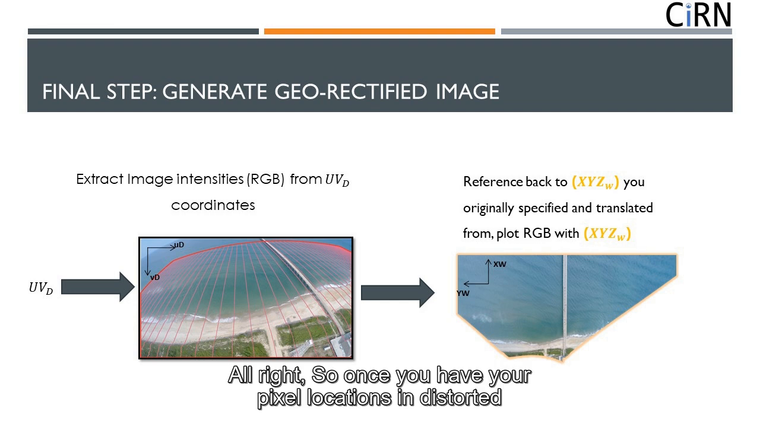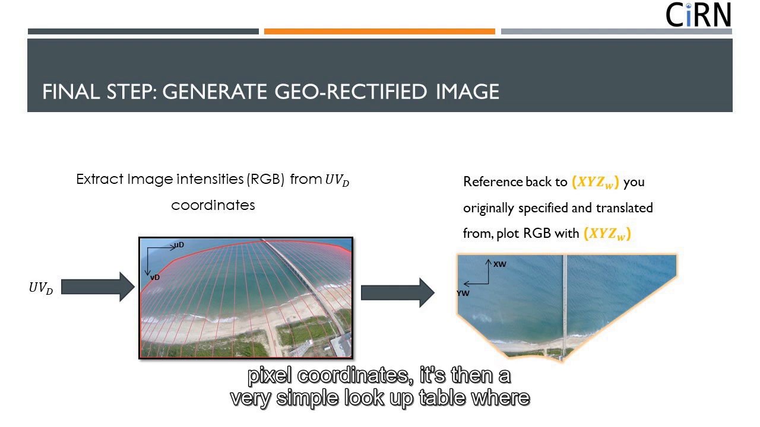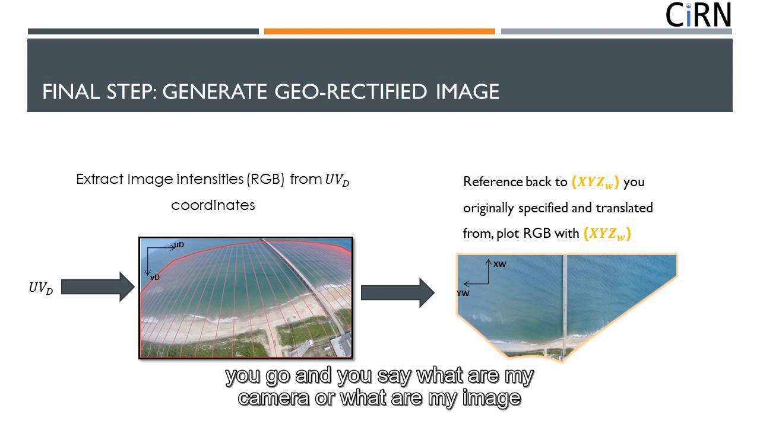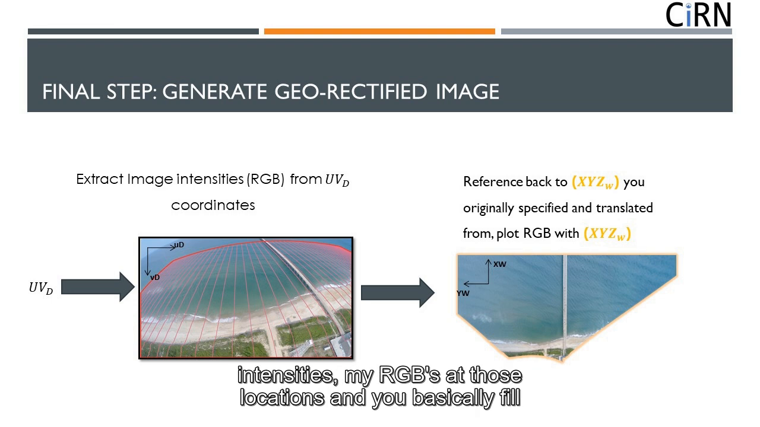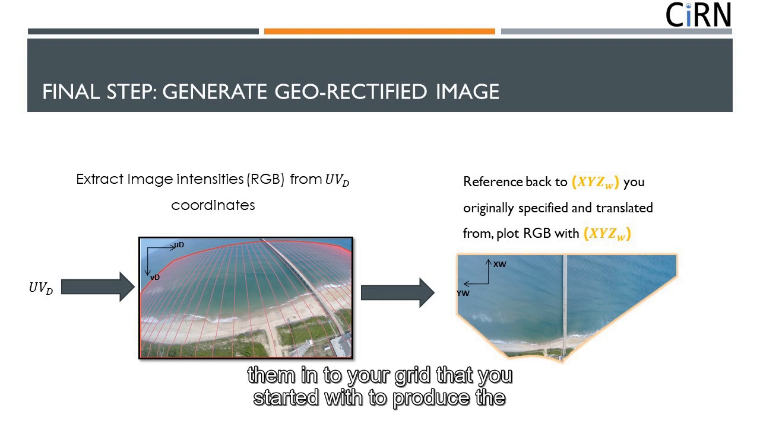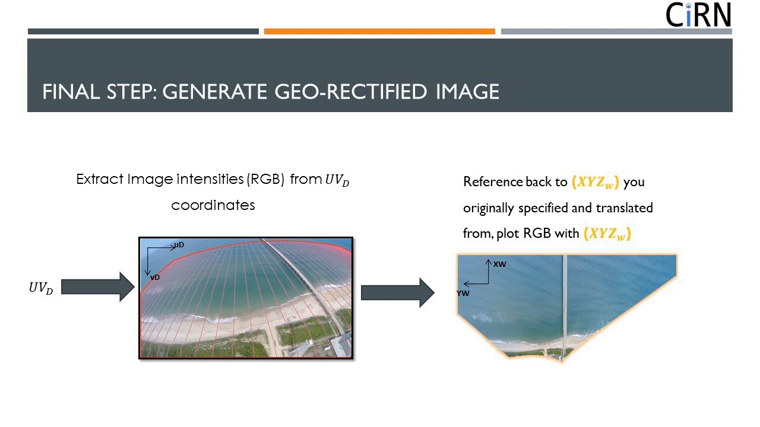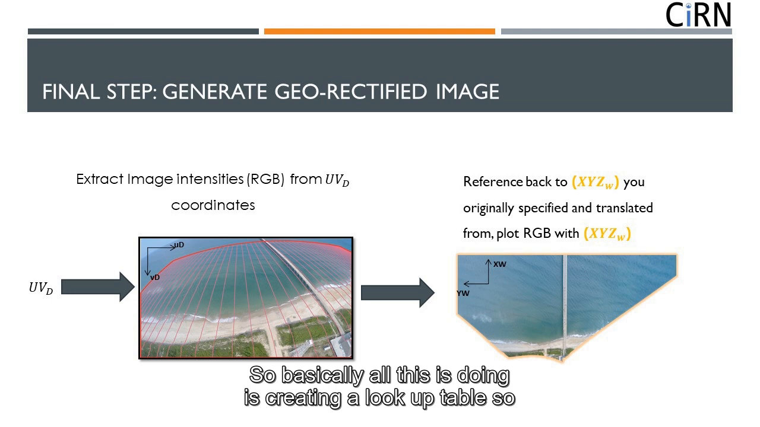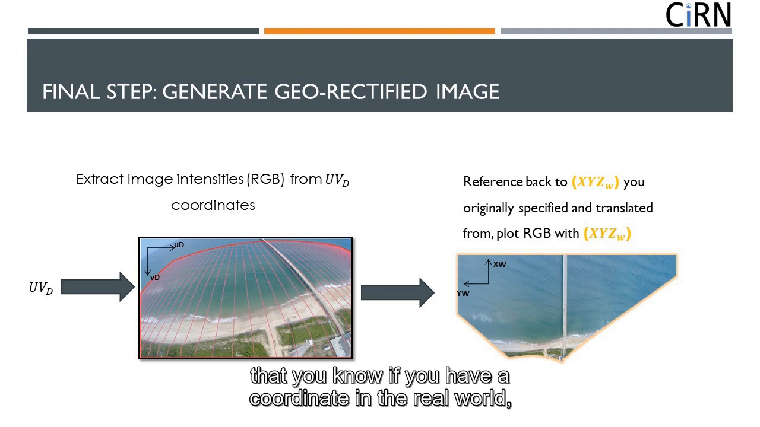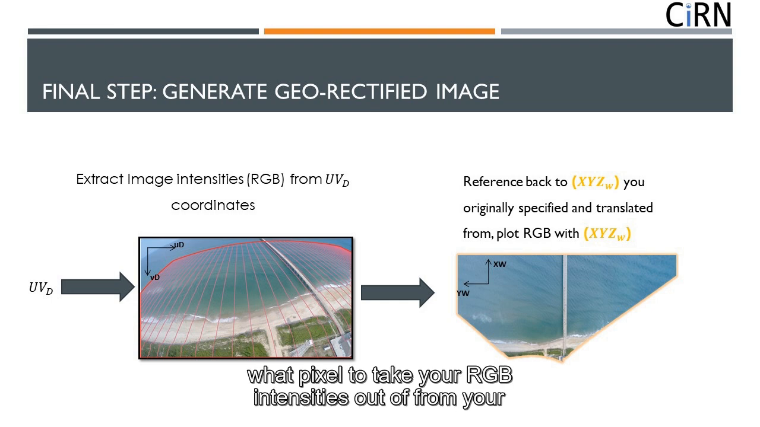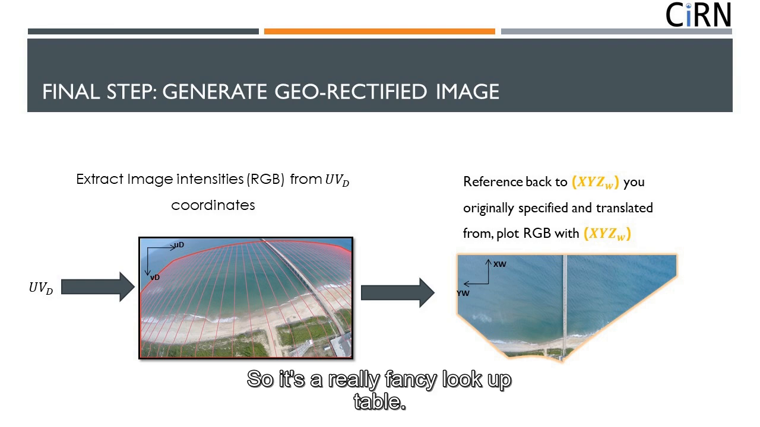All right, so once you have your pixel locations in distorted pixel coordinates, it's then a very simple lookup table where you go and you say, what are my image intensities, my RGBs at those locations, and you basically fill them in to your grid that you started with to produce the image on the left. So basically all this is doing is creating a lookup table so that if you have a coordinate in the real world, you know what pixel to take your RGB intensities out of from your image. So it's a really fancy lookup table.